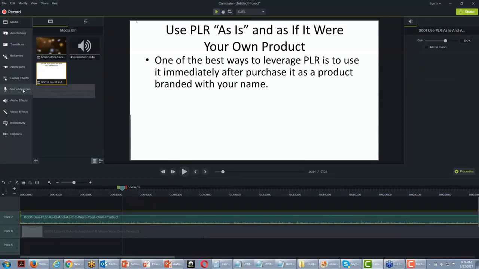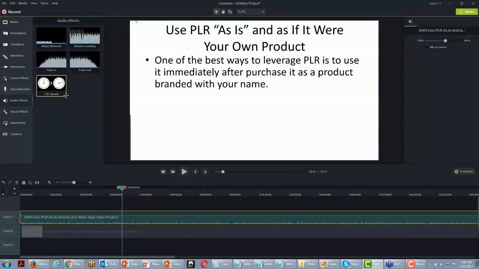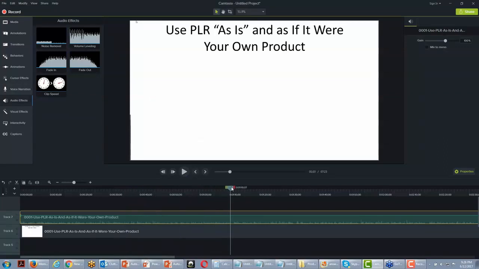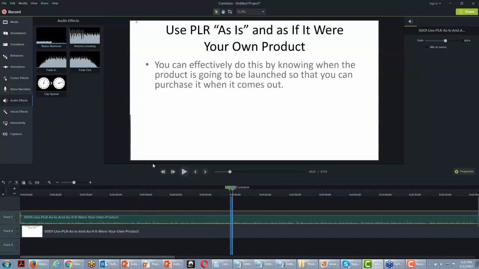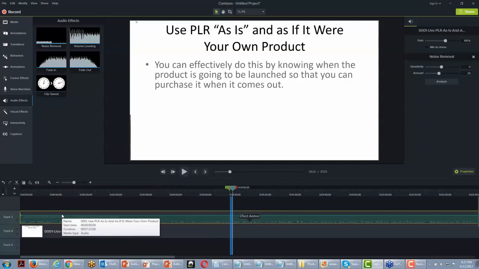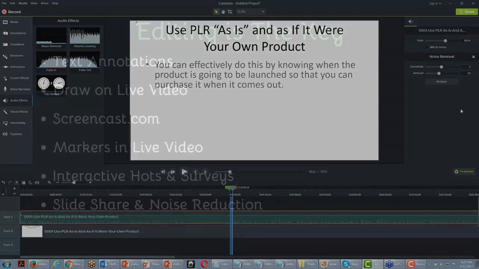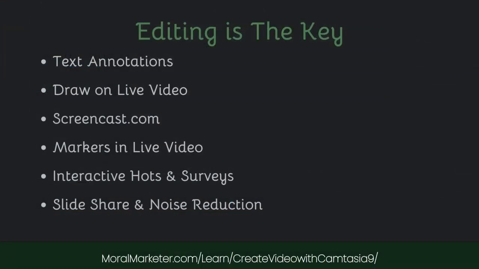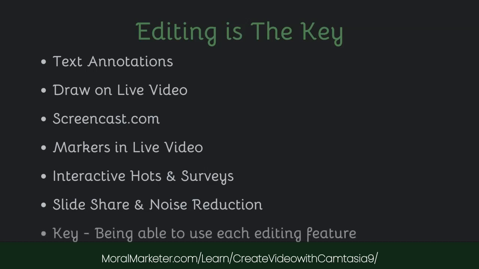For example, we can have an audio effect where we pick a place of silence on the timeline, and then we add in the noise removal. And Camtasia will remove the background noise. Amazing program. Once you understand how powerful this program is, you can take any video and make it do just about anything that you want.